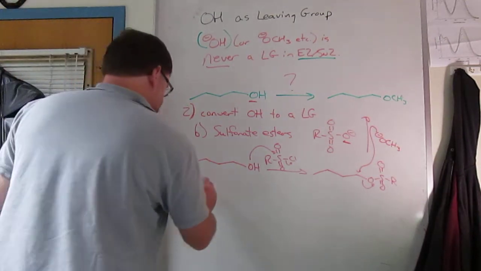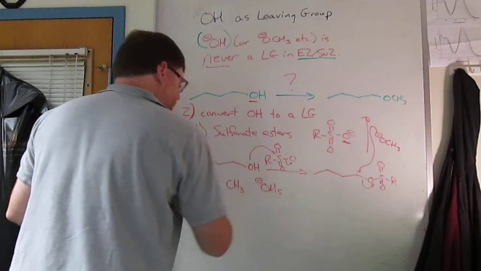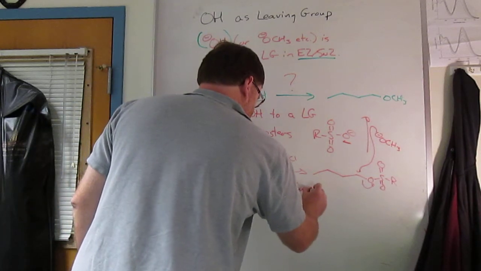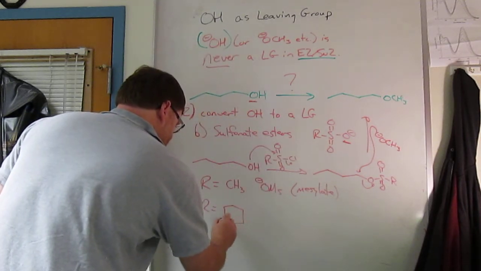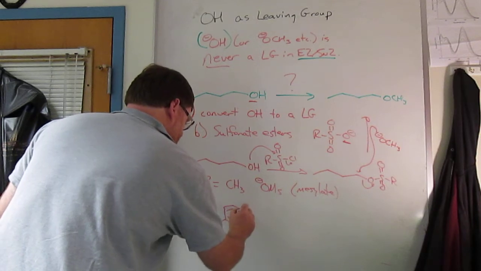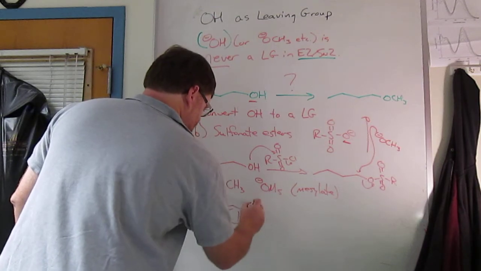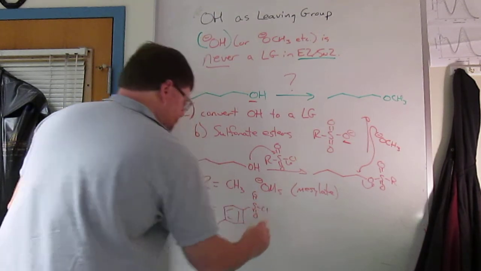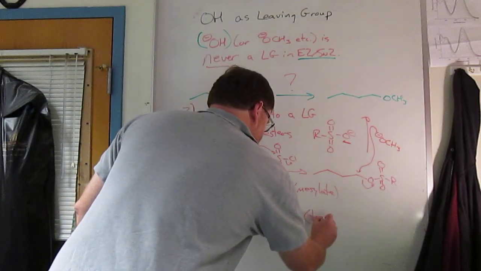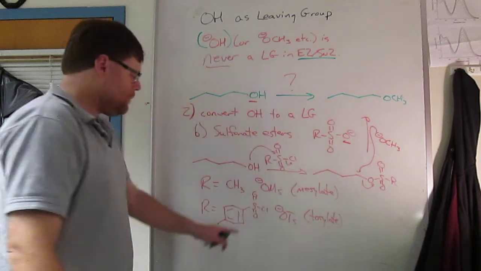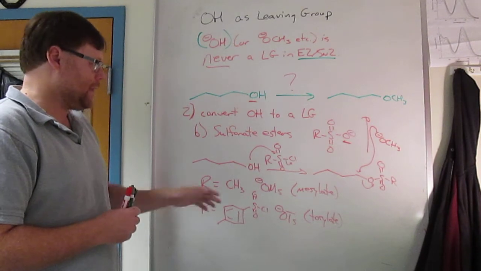We have two different names. So when R is CH3, this can be abbreviated as OMs, or is called a mesylate. When R is equal to the toluene group, this is called the tosylate, or OTs. You'll see this in the book. And again, just recognize that mesylates, tosylates, any sulfonates are really good leaving groups. They're excellent in this regard.